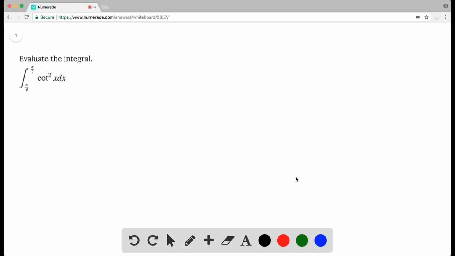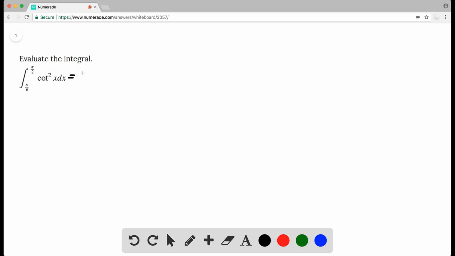This problem is from Chapter 7, Section 2, problem number 35 in the book Calculus Early Transcendentals, 8th edition by James Stewart. And here we have a definite integral from pi over 6 to pi over 2 of cotangent squared of x.